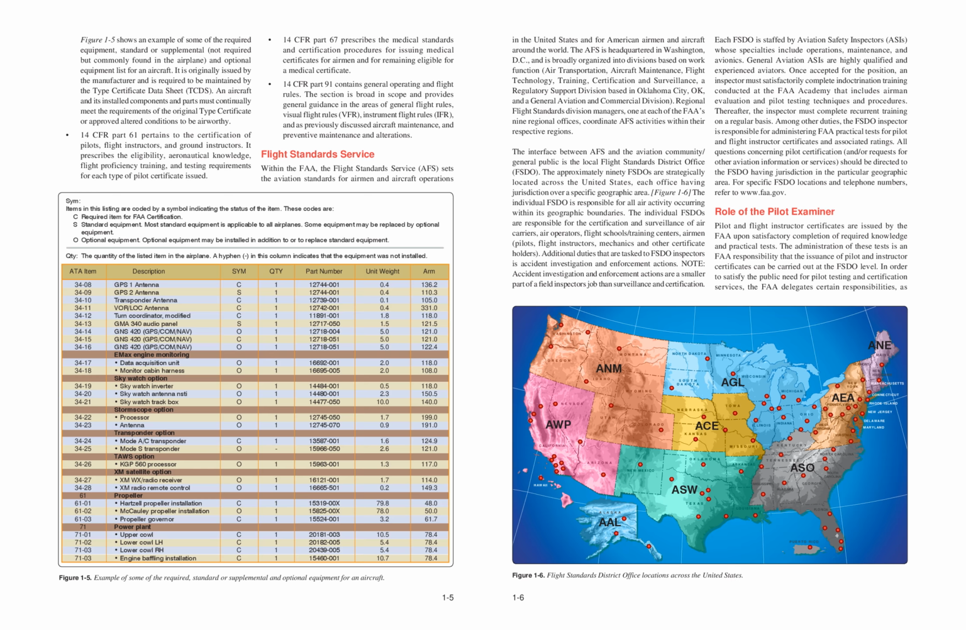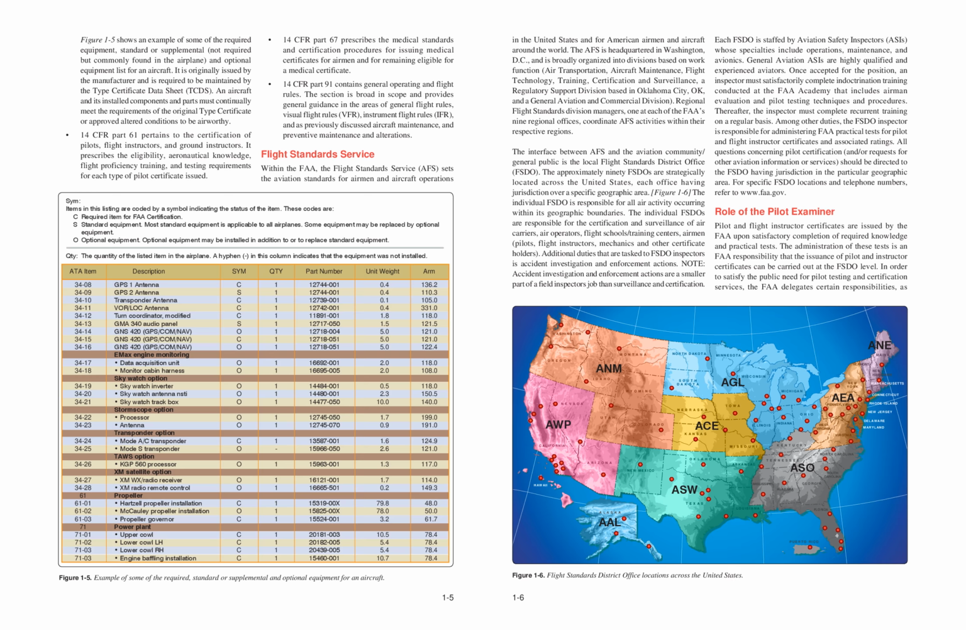within their respective regions. The interface between AFS and the aviation community and general public is the Local Flight Standards District Office, FSDO. The approximately 90 FSDOs are strategically located across the United States, each office having jurisdiction over a specific geographic area. Figure 1.6 The individual FSDO is responsible for all air activity occurring within its geographic boundaries.